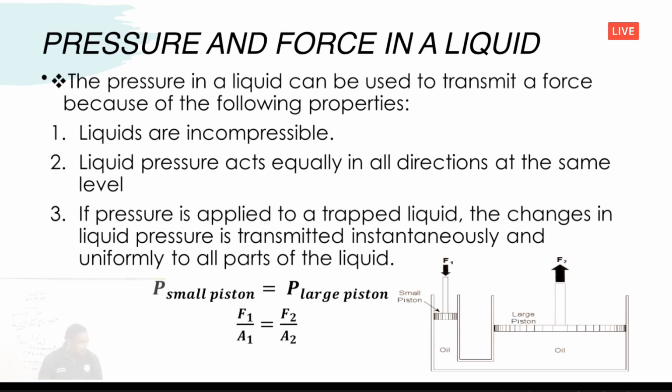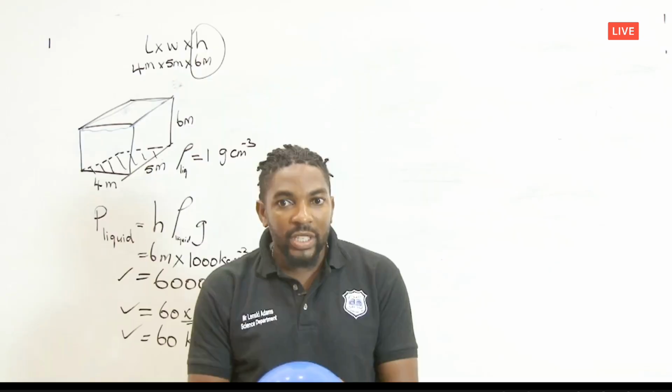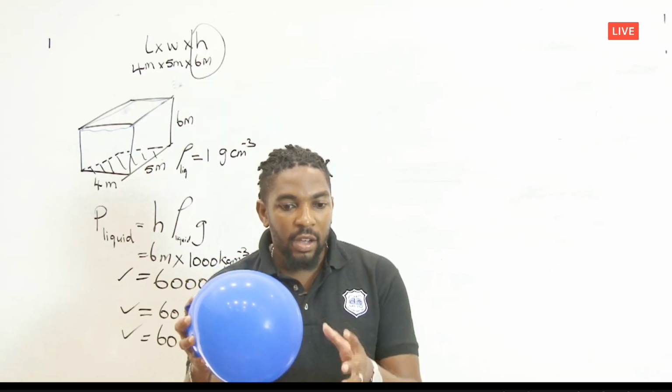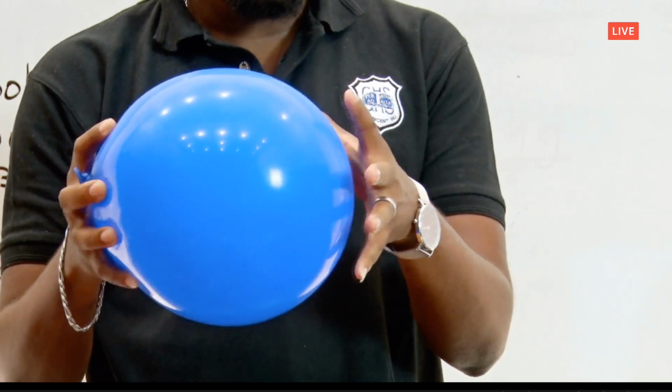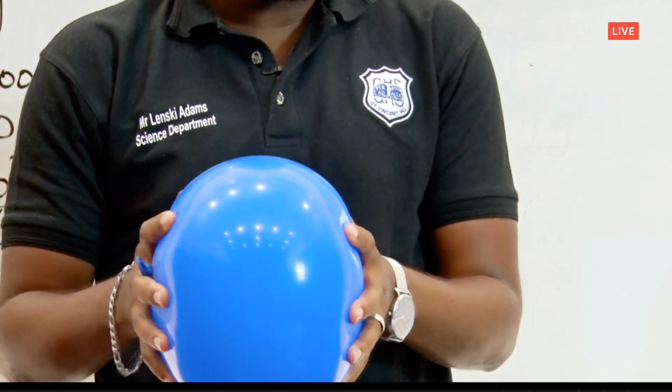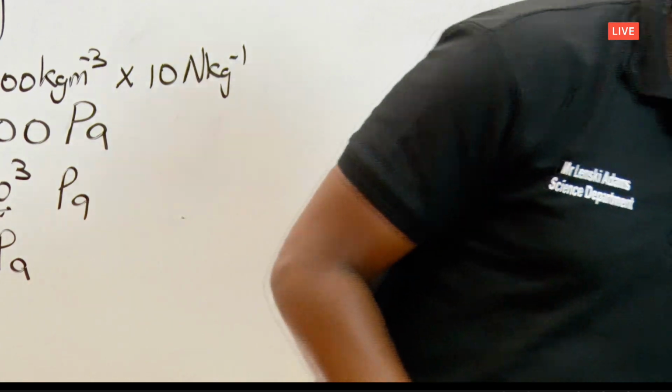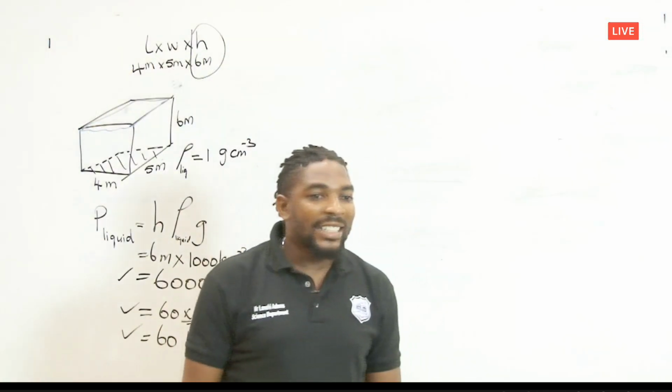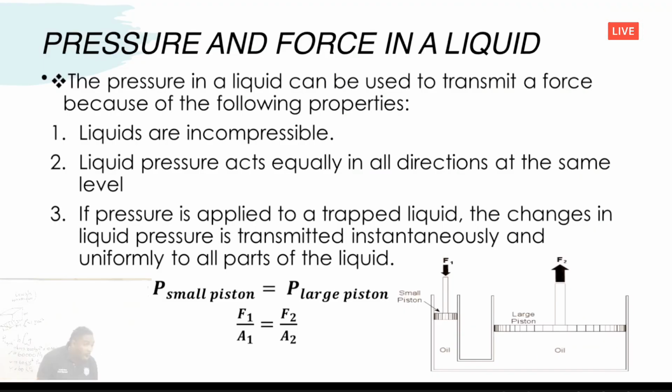Right? Now, the first property is that liquids are incompressible. It means now that the volume of a liquid cannot be decreased even though we apply a force on it. So an example of that is if we look at the balloon, if we try to squeeze the balloon, when we squeeze one end, the other end pops out. Right? That is incompressible. You can't compress it down to a smaller volume. Next point is that liquid pressure acts equally in all directions at the same level.